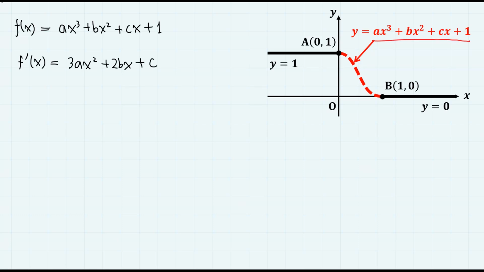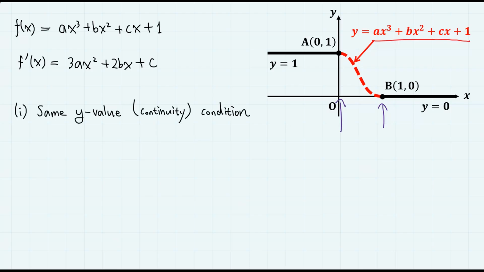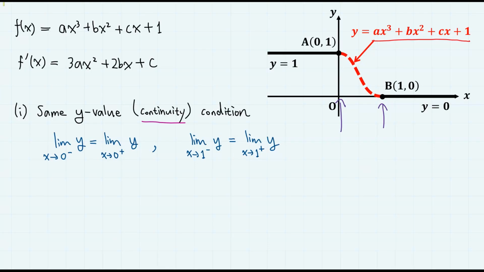In order for the entire graph to be differentiable, it must be differentiable at two boundaries, x equals 0 and x equals 1. Two conditions must be met at each boundary. First, the graph must be continuous at x equals 0 and x equals 1. In other words, the y value approaching from the left must be equal to the y value approaching from the right.